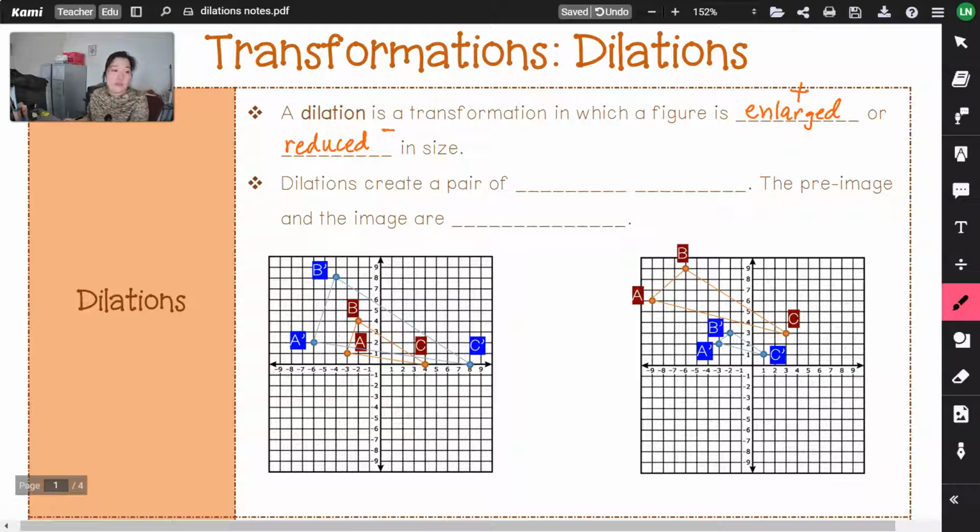Okay? So dilations create a pair of similar figures, which we've covered before. The important thing to note here is that similar figures are not congruent. So this is the one transformation that does not preserve congruency. The pre-image and the image are not congruent, but they are similar, which means they are proportional.